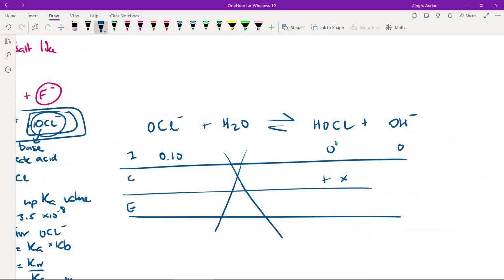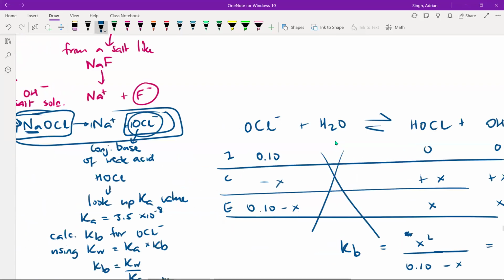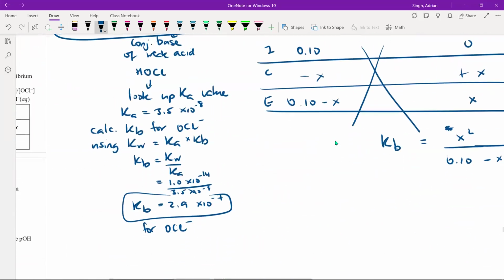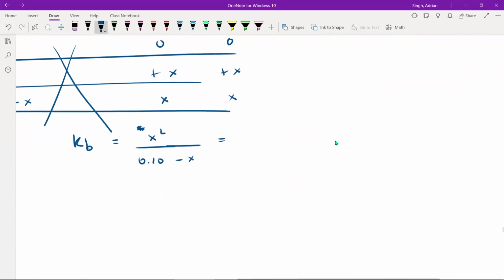Stoichiometry dictates we're going to gain X in each of these, and lose X over here. So at equilibrium, 0.10 minus X for the reactant, X for the products. We can write our Kb expression for this: X squared divided by 0.10 minus X, equal to the Kb value we calculated, which was 2.9 times 10 to the minus 7.